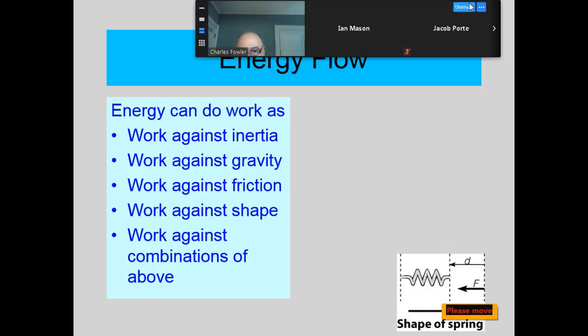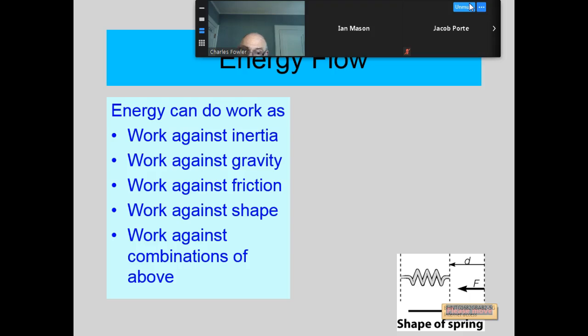Theirs is a little different. They're talking about the spring, the shape of a spring. You can press against the spring and compress it. How much you compress it, the force of which you apply, times the distance that you compress it, that's the work you did on the spring.